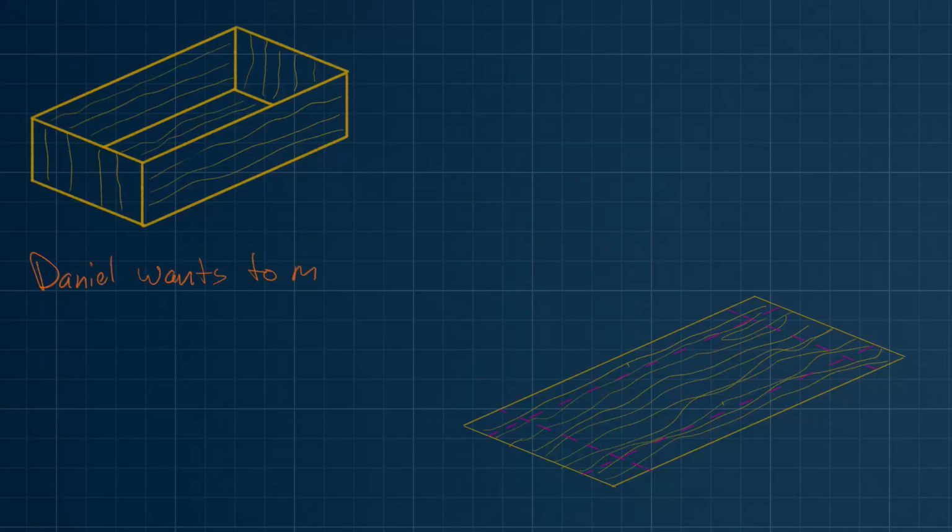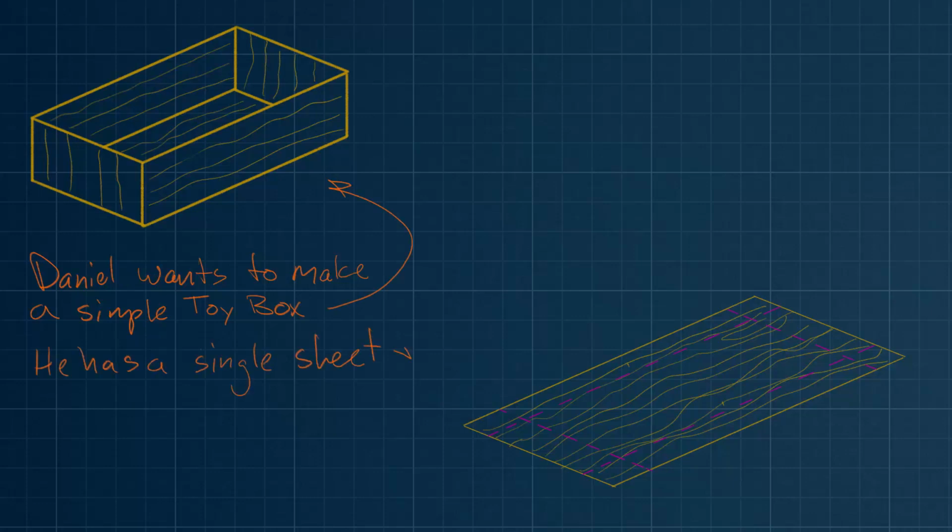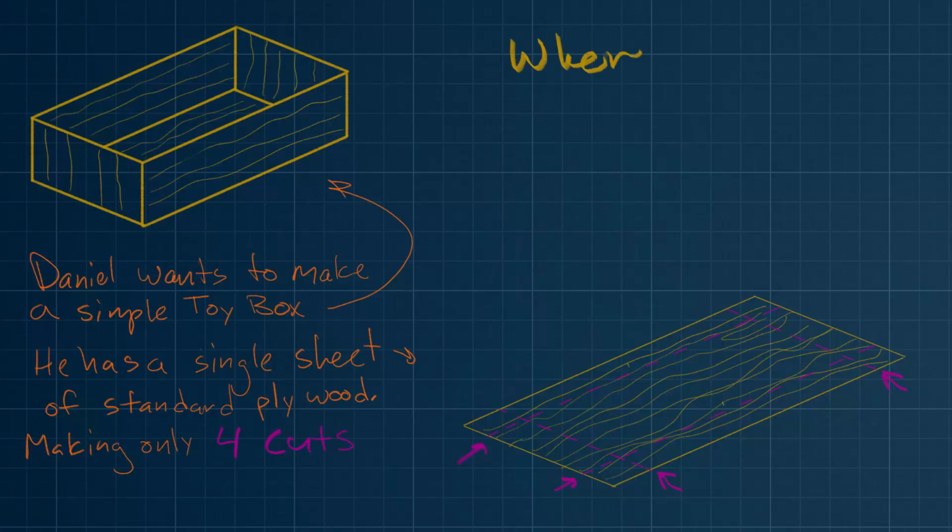Daniel wants to make a simple toy box. He has a single sheet of standard plywood. Making only 4 cuts, shown here, here, here, and here, where should he make the cuts to maximize the volume?